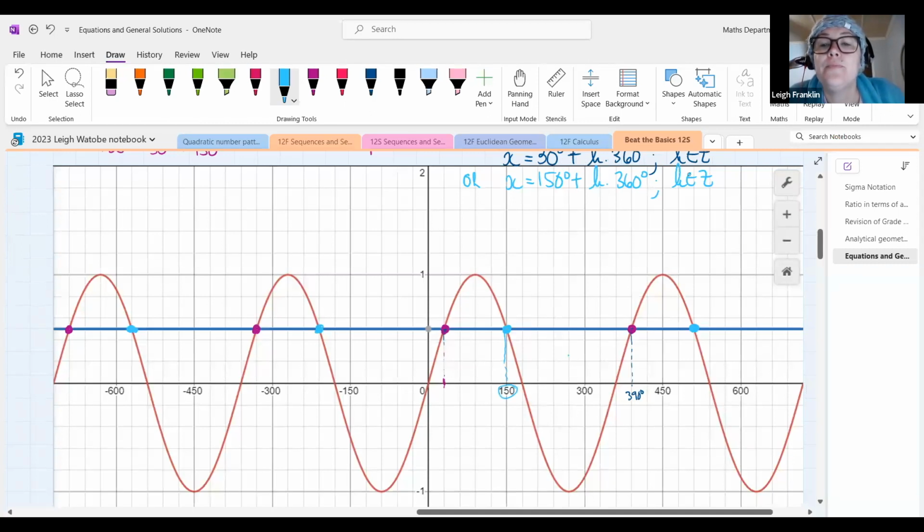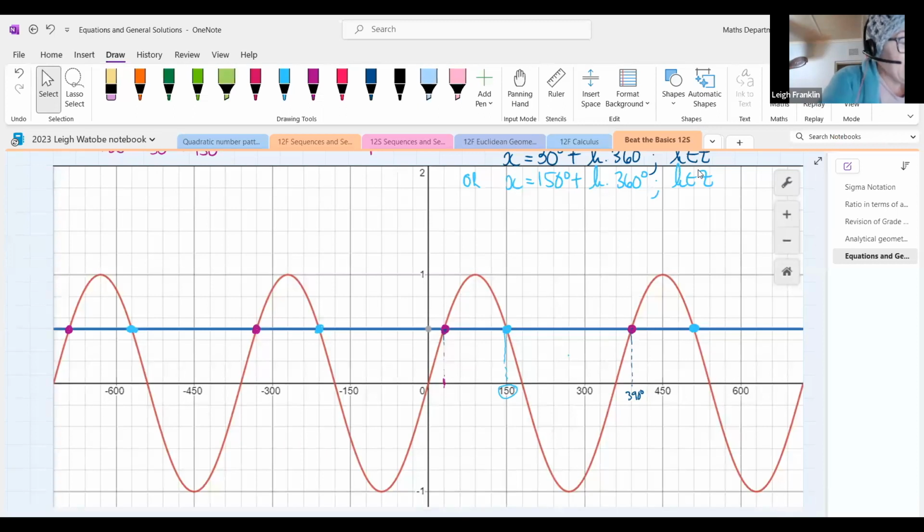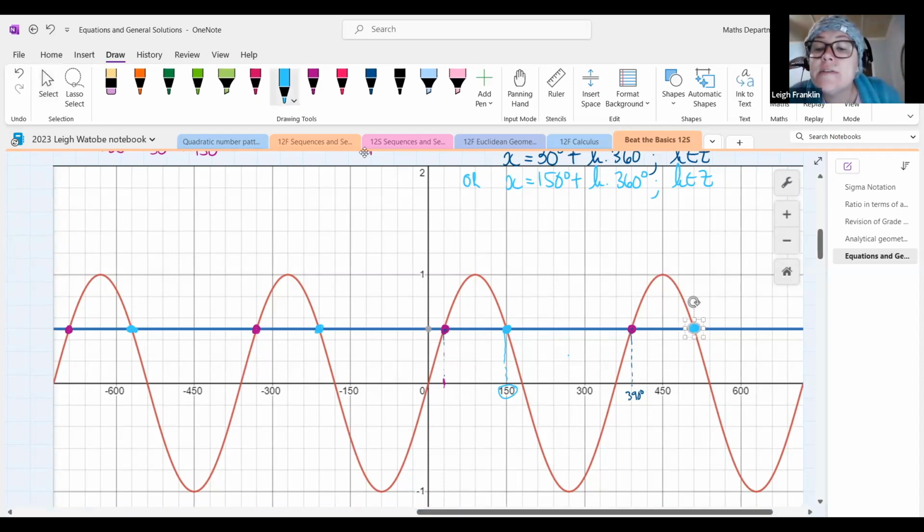If I make K equal to 1, 1 times 360 is 360. And if I add 150 to that, I'm going to end up with an answer of 510, which is exactly what this is. Don't move the dot. There, that's 510 degrees.